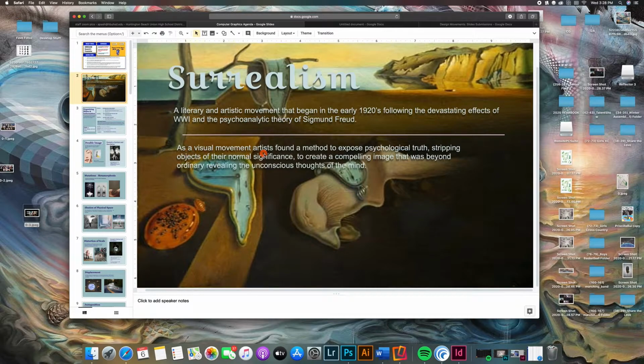As a visual movement, artists found a method to expose psychological truth, stripping objects of their normal significance to create a compelling image that was beyond ordinary, revealing the unconscious thoughts of the mind. Very formal explanation there.